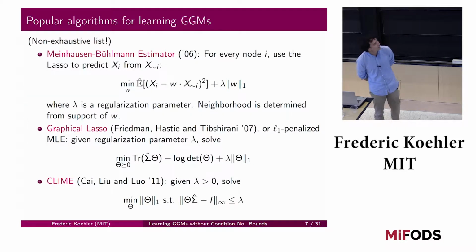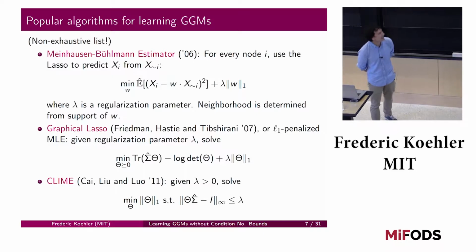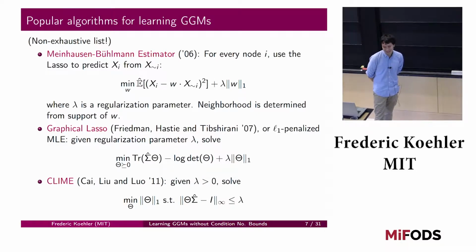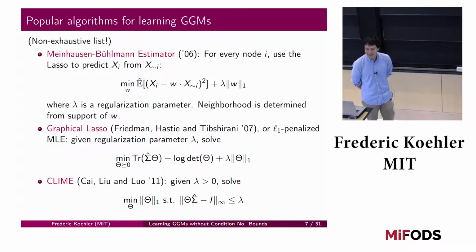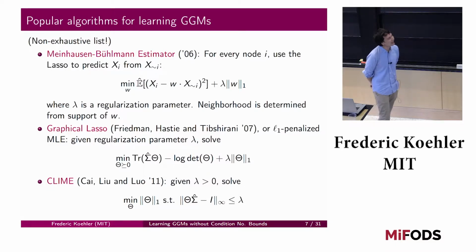Okay, so here I put up, I think, maybe the 3 most popular algorithms for learning Gaussian graphical models. But there are many others, so it's not an exhaustive list. One, which is very natural, especially if you know about learning Ising models, is the Meinhausen-Bullmann estimator. The idea here is I'm going to look at each node xi and try to learn its neighborhood.